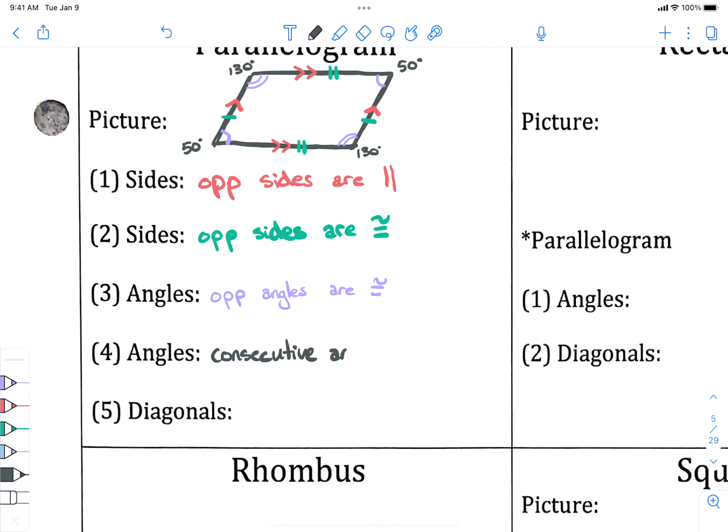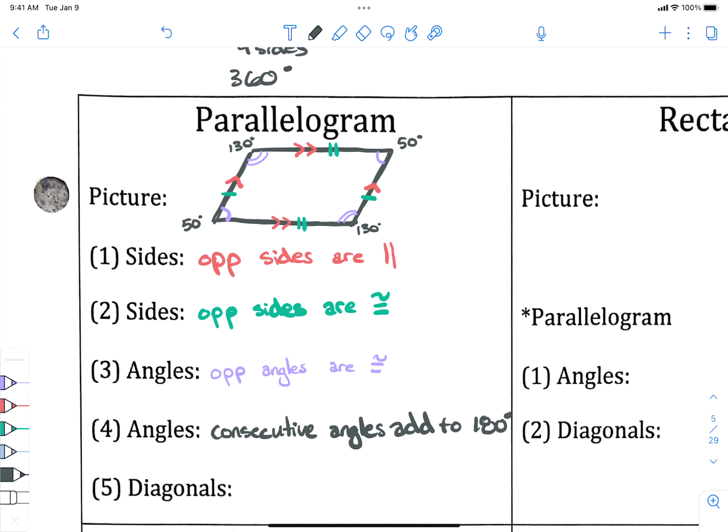C-O-N-S-E-C-U-T-I-V-E angles add to 180 degrees. Consecutive angles add up to be 180 degrees. Now, consecutive means ones that are right next to each other, okay? So we know that these two right here, the ones that I just circled, you see that? Those add up to be 180.